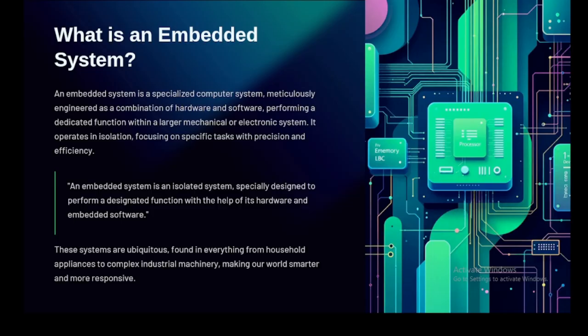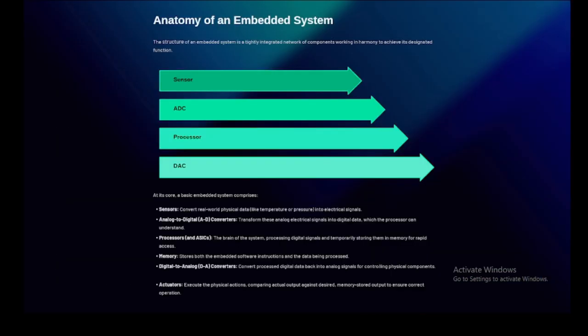An embedded system is an isolated system specially designed to perform a designated function with the help of its hardware and embedded software. These systems are ubiquitous, found in everything from household appliances to complex industrial machinery, making our world smarter and more responsive. So, the anatomy of an embedded system is as follows.